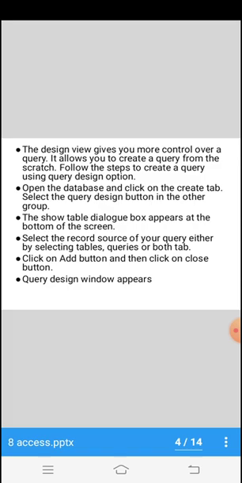Click on the add button. If there is a table, you have to select that table, and after that click on the add button, and that particular table will be added to your query. Then, after adding that particular table, you have to click on the close button. Then the show table box will close. The query design window appears. A new window will appear, and that window will be the query design window.